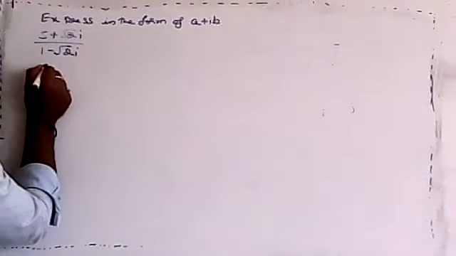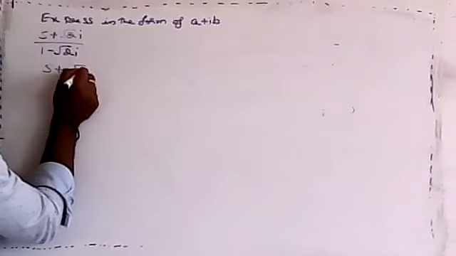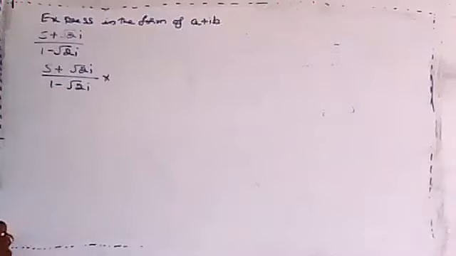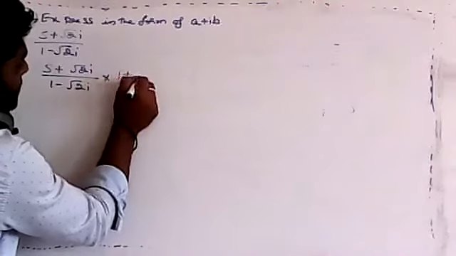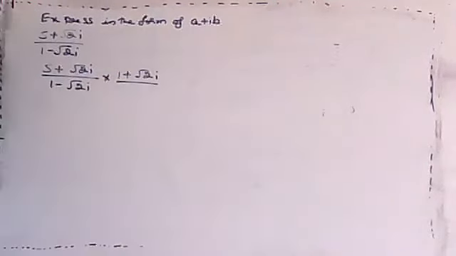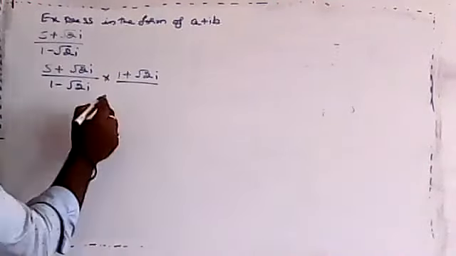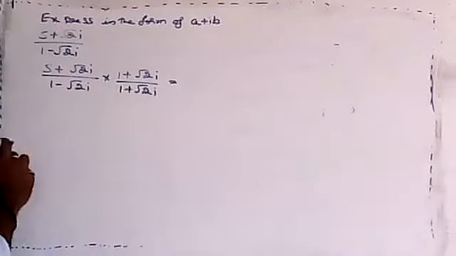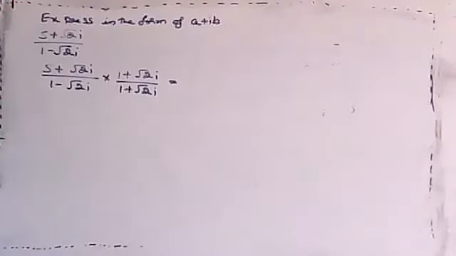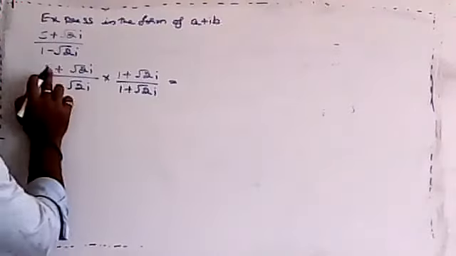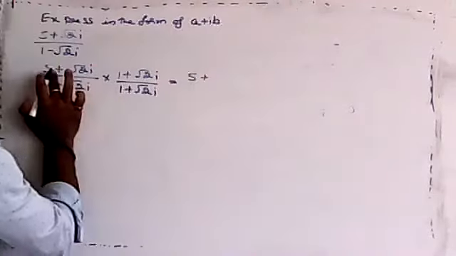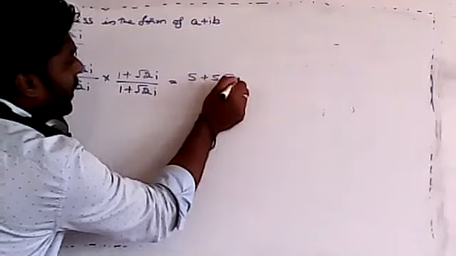Correct? So I'm writing that one, 5 plus root 2I divided by 1 minus root 2I. So rationalizing the numerator and denominator by what? Good. 1 plus root 2I divided by 1 plus root 2I. Okay. Now go for a multiplication. What do you get here? So multiply that one. 5 into 1 is what? 5 plus 5 into root 2I.